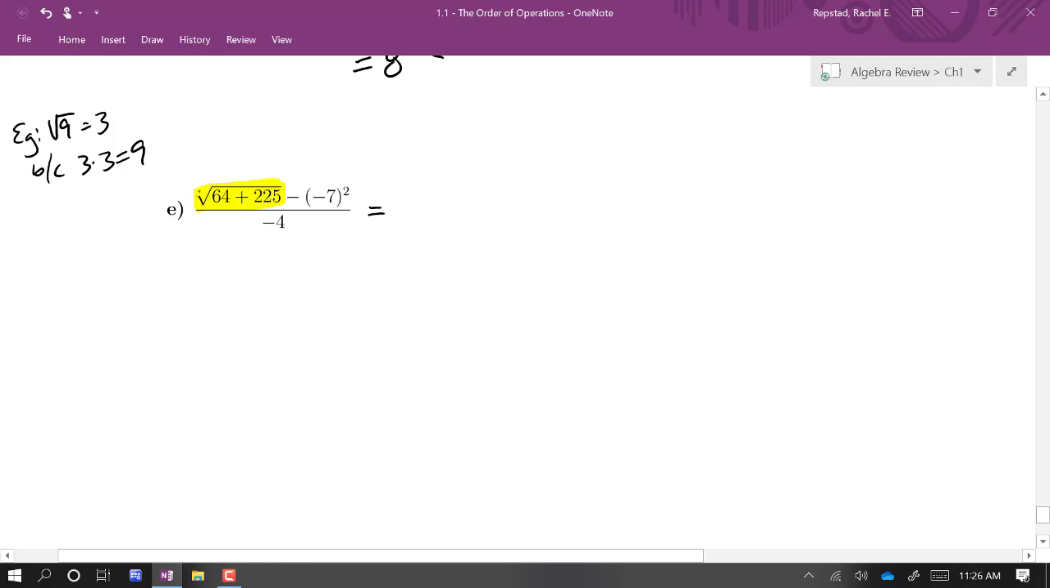Now, notice that in the radical here, that sort of ceiling of the radical extends over that sum. And what that means is that's a set of grouping symbols. I have to do that addition first. So 64 plus 225 is 289. And then I'm going to go ahead and square the negative 7. So negative 7 all squared is a positive 49.